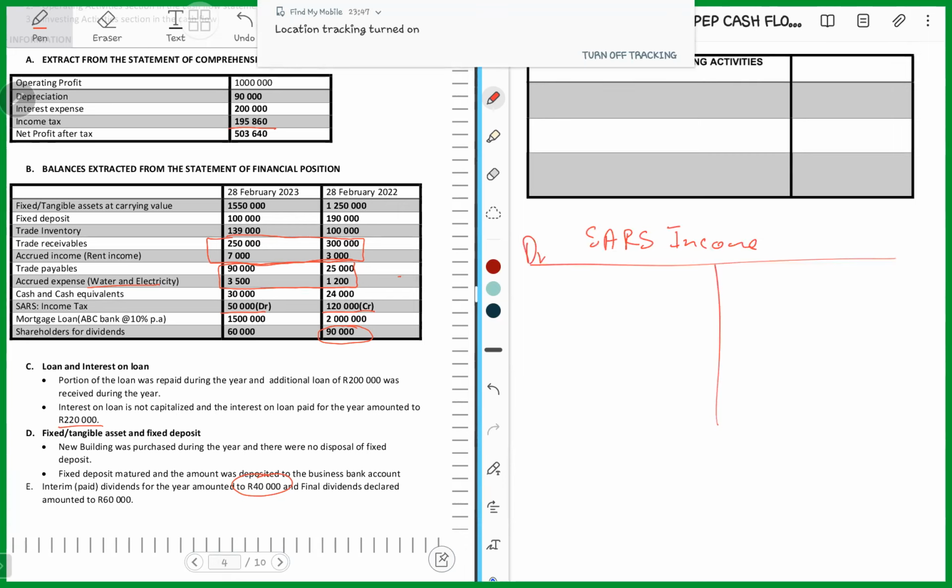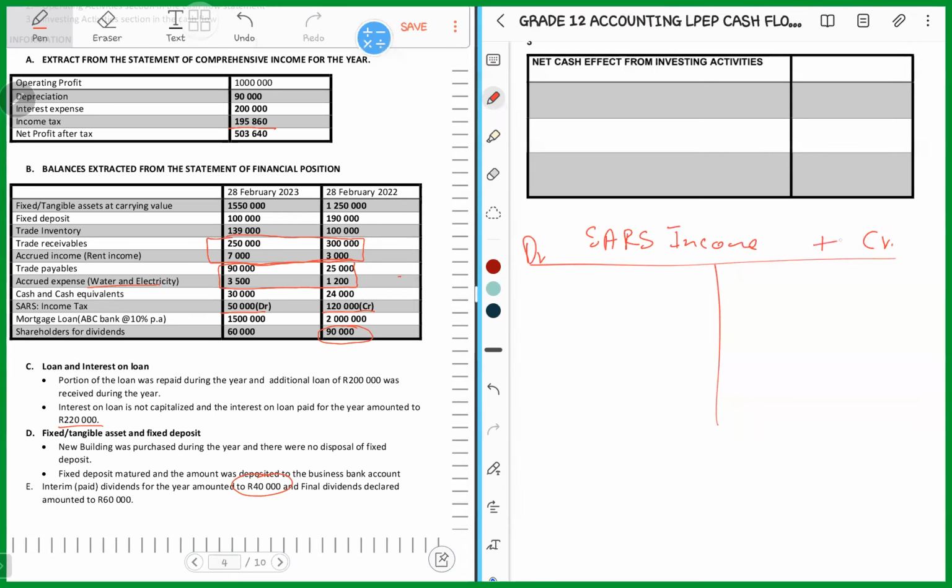Then we're going to say debit. We're going to say credit. It increases on the credit side and decreases on the debit side. Now the balance says credit, so we're going to say balance brought down, which is 120,000. Then here it will be income tax. Now the income tax is 195,860. Then bank will be our balancing figure.